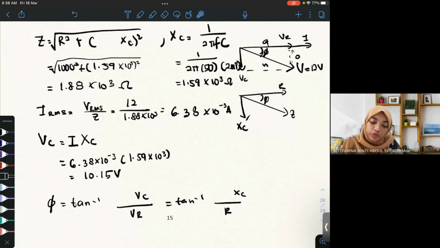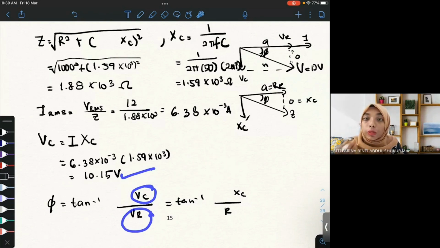Begitu juga if you were to use this one. Sebab diagram yang sama. Opposite, adjacent. Opposite kamu adalah XC, adjacent kamu adalah R dekat sini. And then kita tengoklah nilai apa yang kita ada. VC kita ada. VR belum ada tapi boleh cari. Dia akan jadi I, R dekat sini.